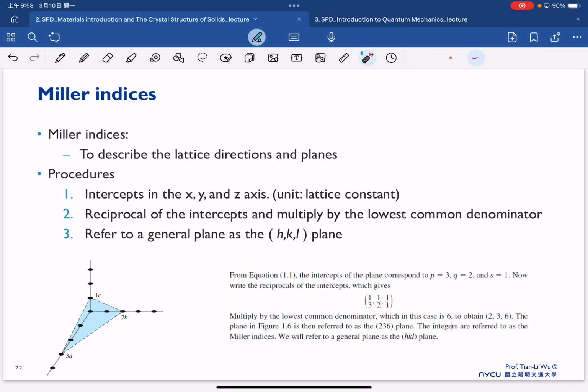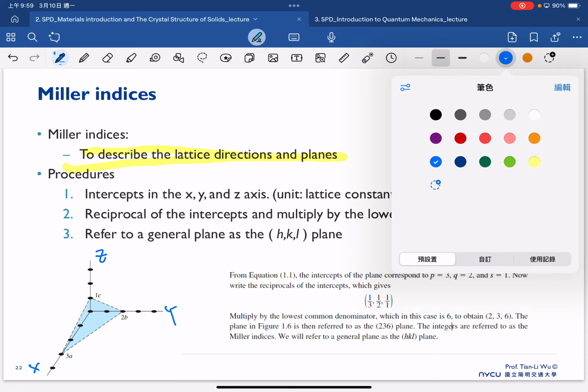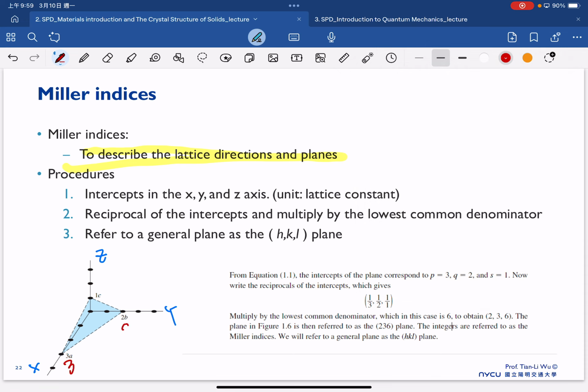So the purpose of the Miller index is to describe the lattice directions and planes. We are interested in one universal approach to describe them. The calculation is very simple. If we have a plane in X, Y, Z as shown here, the first step is to calculate the intercepts on the X, Y, and Z axes. The intercept with the X axis is 3, the intercept with the Y axis is 2, and the intercept with the Z axis is 1.